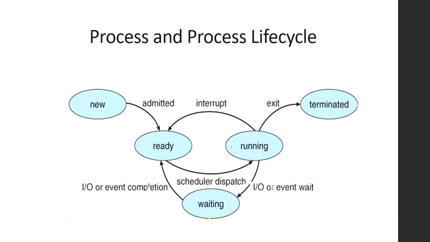Okay, in the waiting state, the process is waiting for IO or for an event to occur. When the event occurs and the IO operation completes, the process will become ready again. If the process is going to be executed, it requires two things.